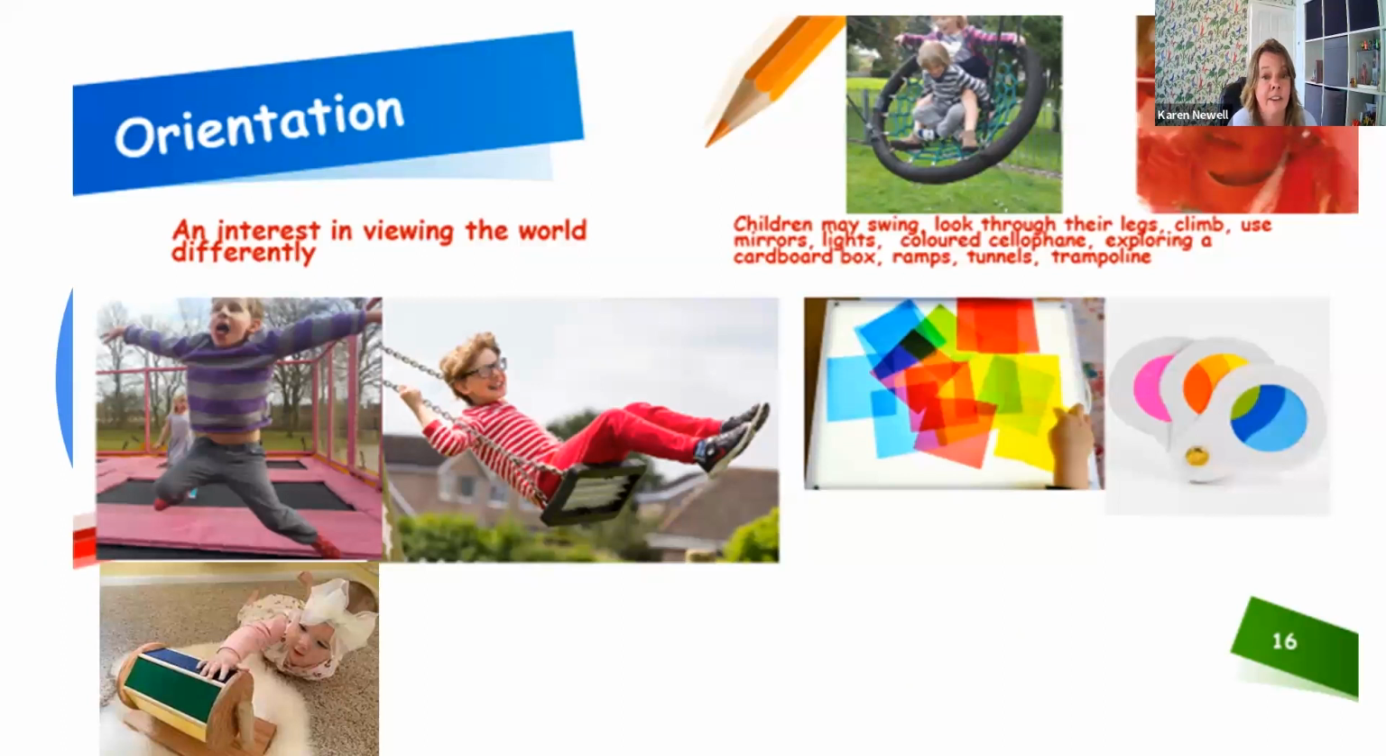Swings, very physical trampolines, things that go round as well. So looking at different sides of things, and coloured acetate and frames are just the best thing. It makes the whole world really interesting. And that's orientation. So that's the end of part 2.